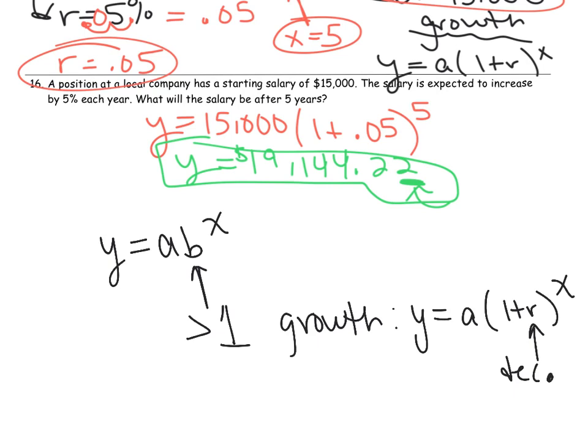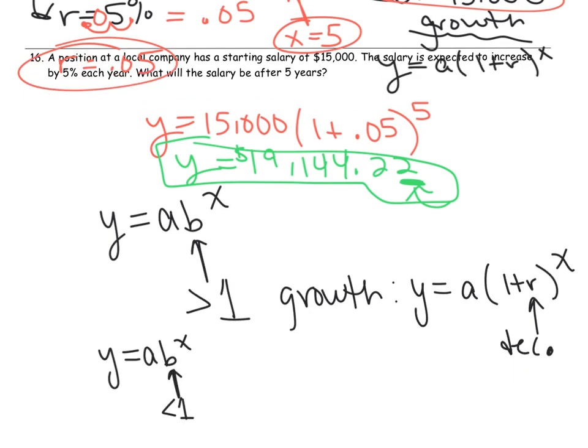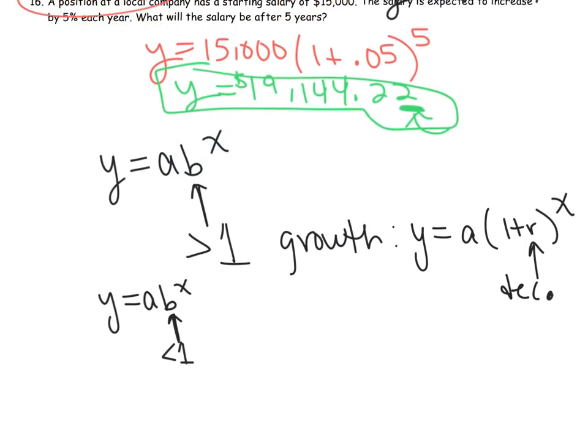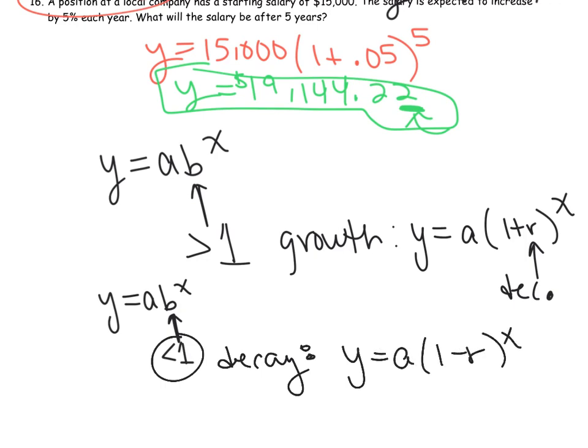If I have y equals ab to the x and that b value is less than 1, well, now I know I'm looking at a decay. And our formula for decay is y equals a times 1 minus r to the x. And remember that rate has to be written as a decimal, not a percentage.